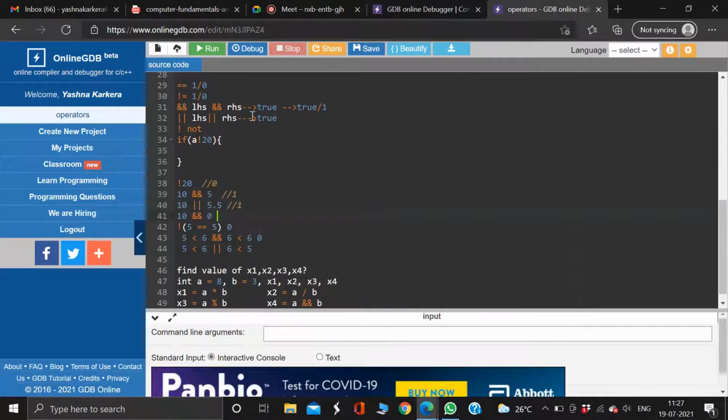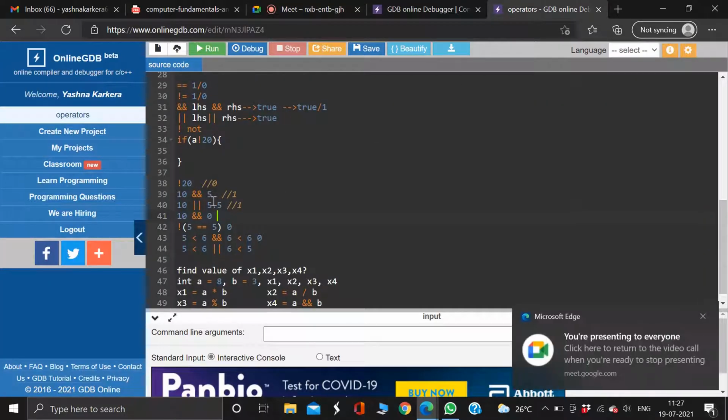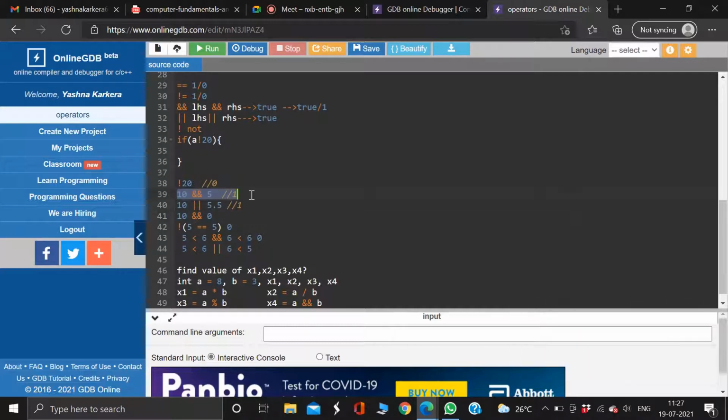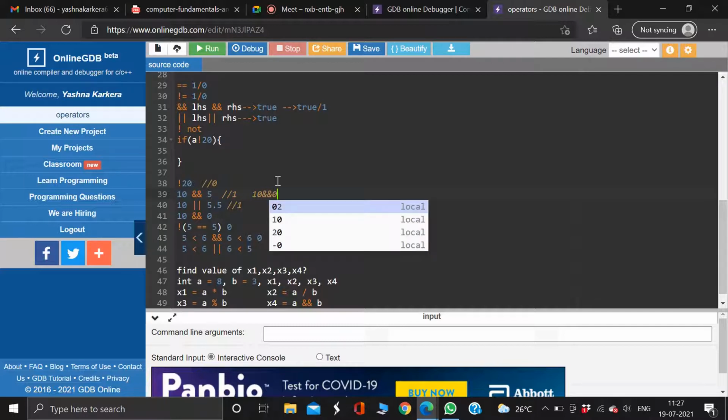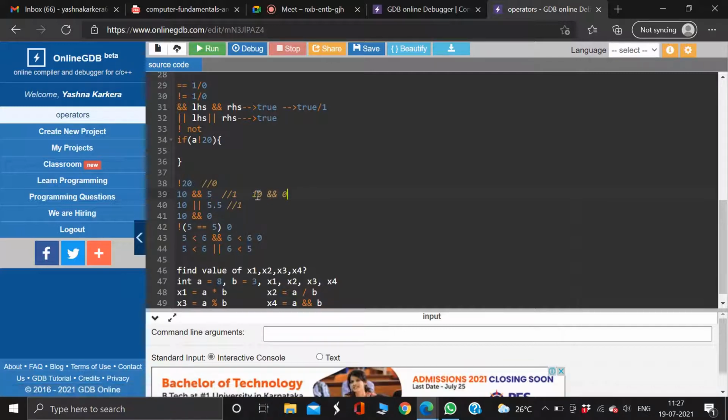Can you give an example for 0 for 10 && 5? Yes, example for that. Suppose I give 10 and 0. What will be this output? It's not going to be 1, it's going to be 0.